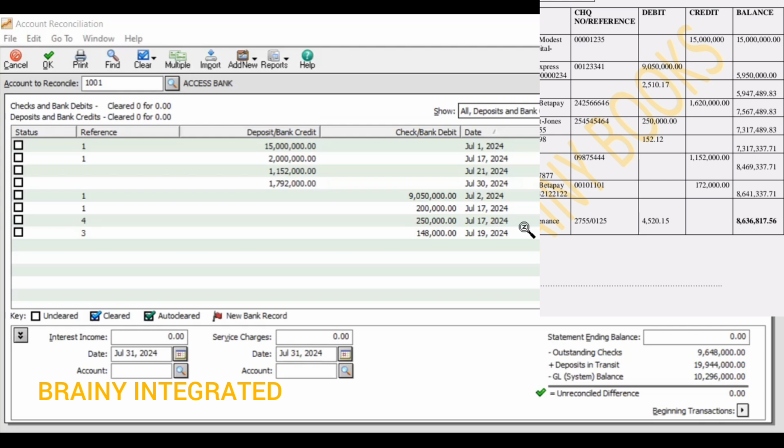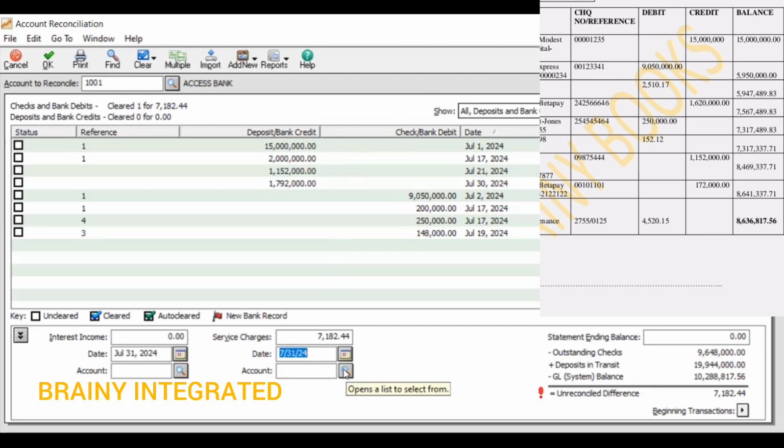2,510.17 plus 152.12 plus 4,520.15. Those are the bank charges that I picked from the debit side of the bank statement. So what is the total? 7,182 naira point 44. Perfect. So that is the total, 7,182.44. That is what we are going to put in this service charge. All right. So you put it in this service charge, 7,182.44.